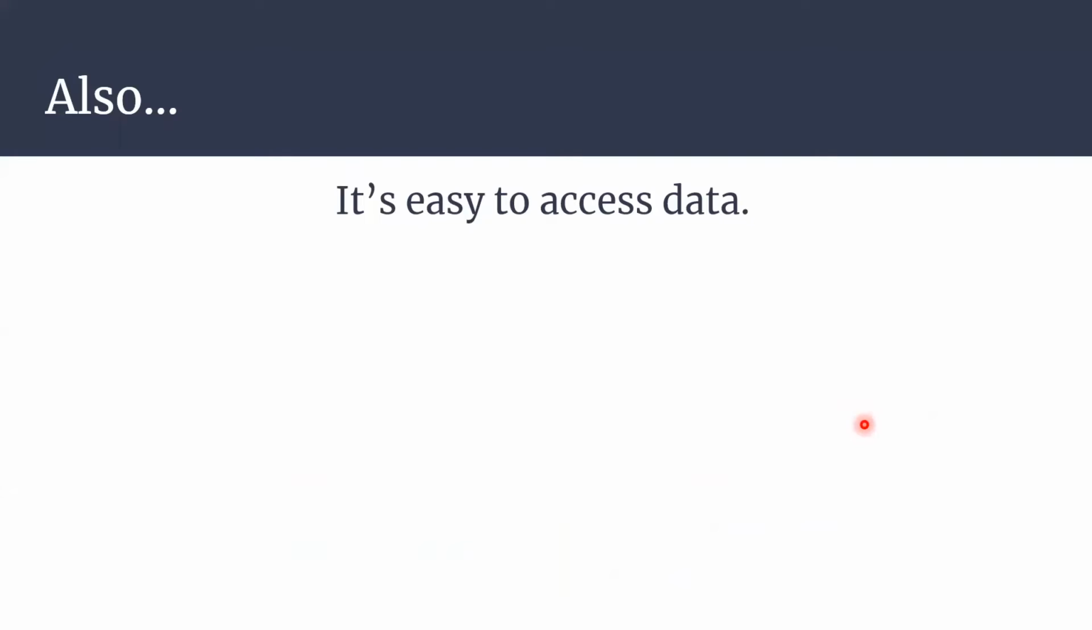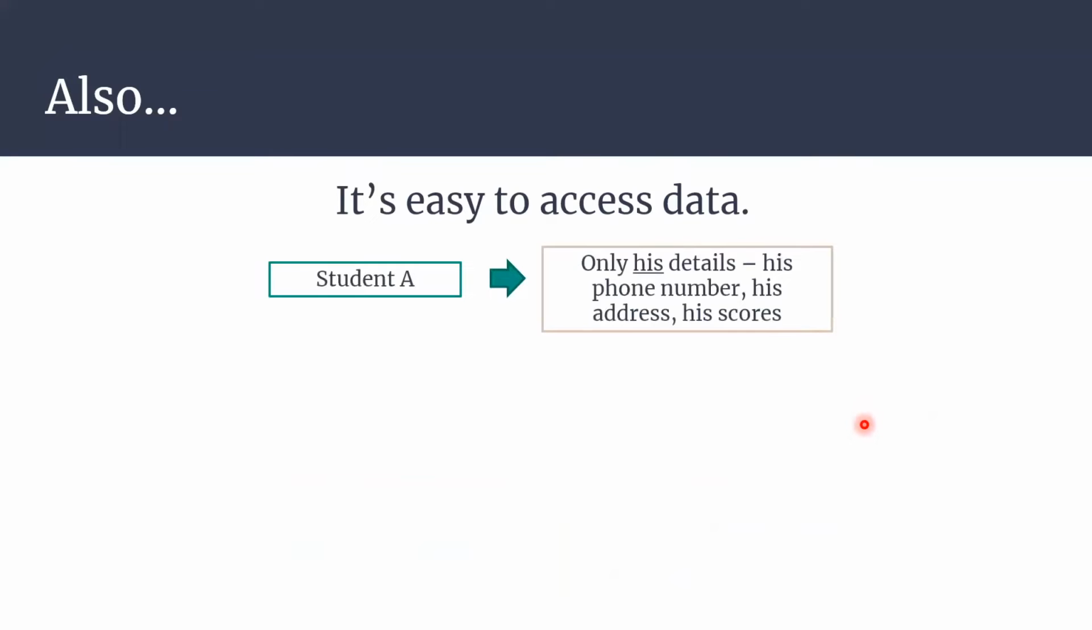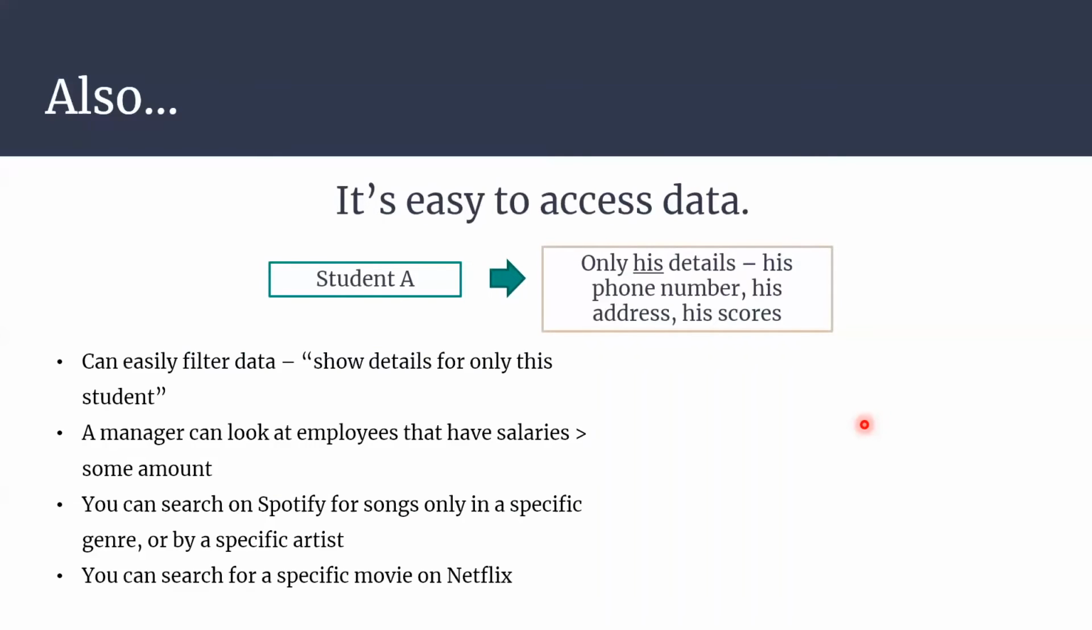So going back to the example with student A and college X, right? We said that he needs to be able to access only his details, his phone number, his address, and his scores. If you want to make sure that he sees only his details, you need to filter the data, right? So you're saying show the details only for this student, and he'll see only his own details. Similarly, a manager can look at employees that have salaries greater than some specific amount. So he's filtering the data to see only those employees that have a certain salary.